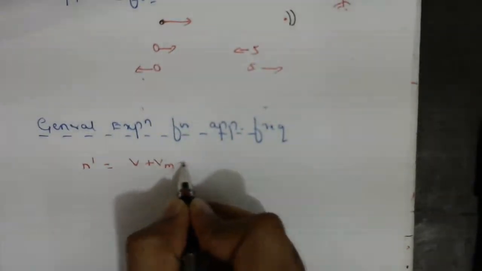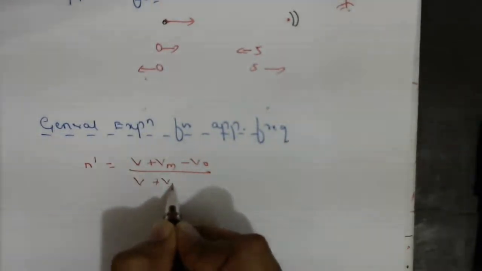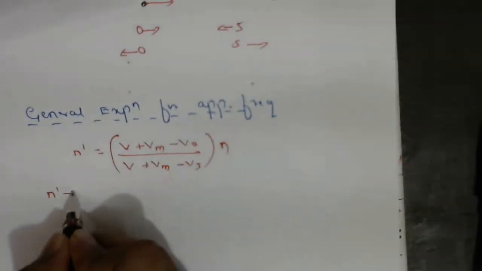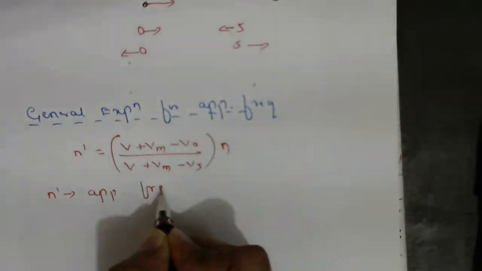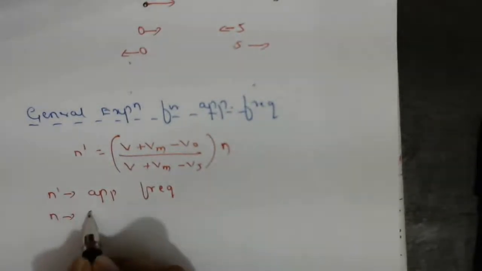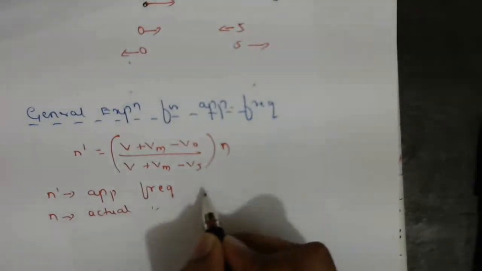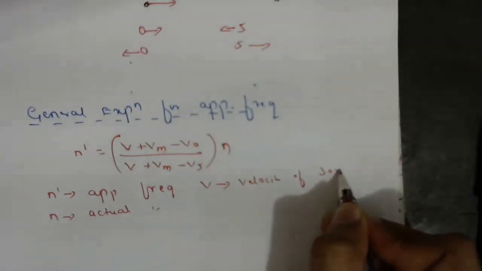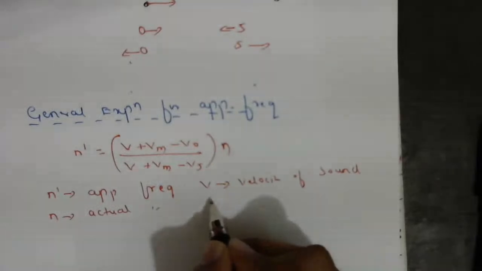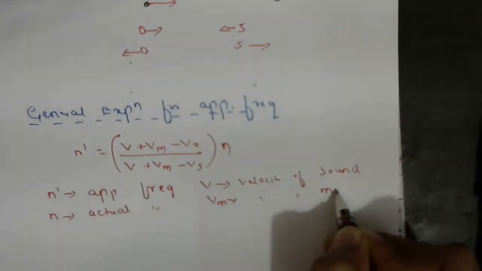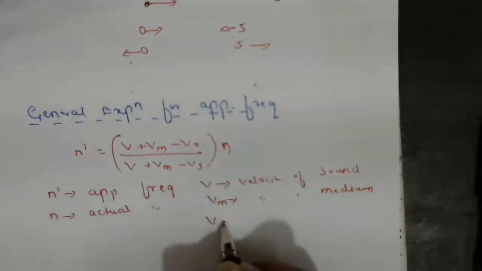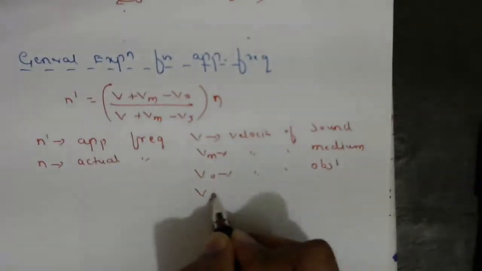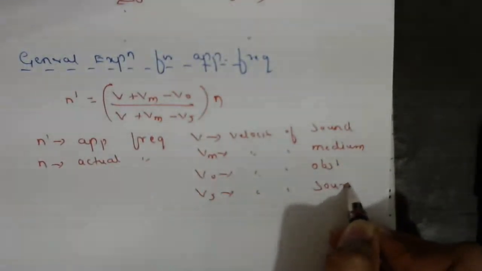V plus Vm minus V naught upon V plus Vm minus Vs into n. What is meant by n dash? N dash is nothing but apparent frequency. N is actual frequency. V is the velocity of sound. Vm, velocity of medium. Vo, velocity of observer. And Vs, velocity of source.